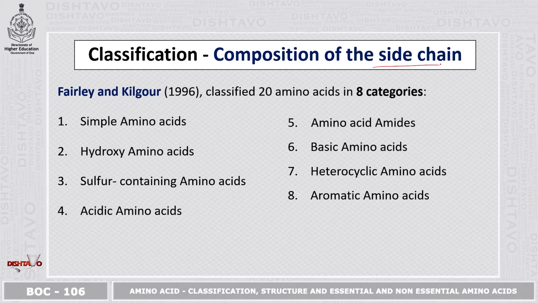Okay, so Fairley and Kilgore in the year 1996 classified the 20 different amino acids into 8 categories. And these are the 8 categories: simple amino acid, hydroxy amino acid, sulfur containing amino acid, acidic amino acid, amides, basic amino acid, heterocyclic amino acid and aromatic amino acids. So these are the 8 different categories.